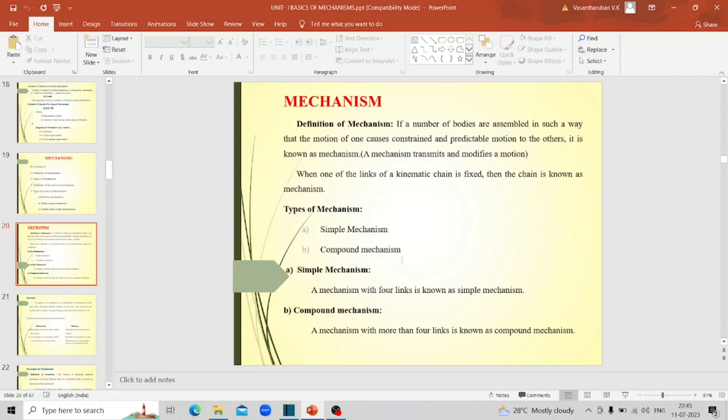Normally in the simple mechanism, the links, up to four, are interconnected and having some relative motion. This is called simple mechanism. Compound mechanism has more than four links and they are also interconnected, maybe rotational motion, maybe oscillation motion. So that type of mechanism is called compound mechanism.